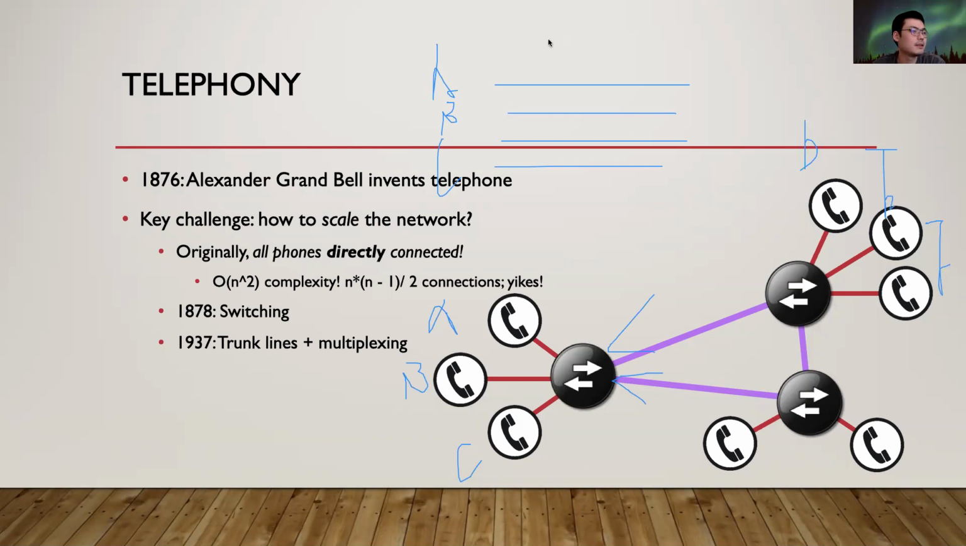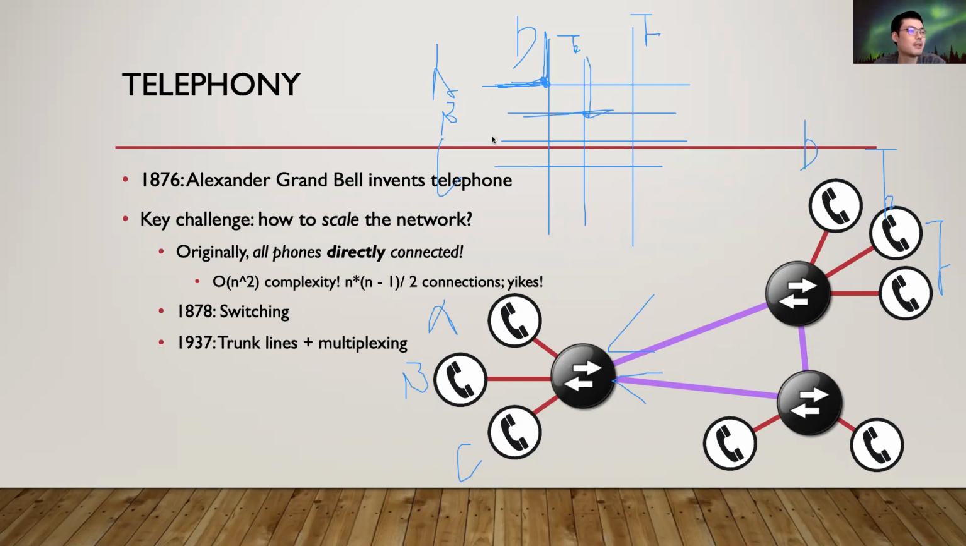So I have D, E, F here with another one. In that case, this switch is doing something like switching. If A wants to talk to D, I will make this connection, so this signal is connected. And if B wants to talk to E, I will make this connection.